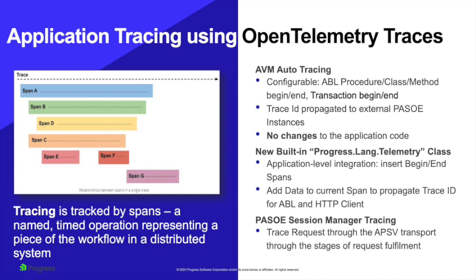Now, speaking of OpenTelemetry, we also make use of OpenTelemetry's tracing functionality. Tracing is tracked by spans. A span is a named, timed operation that represents a piece of the workflow in a distributed system. I just want to clarify here, this is not part of OpenEdge Command Center. This is built into the AVM. As you execute, there are calls being made. You want to be able to trace the sequence of calls and how long it takes in each one of the procedures or classes or methods, etc.